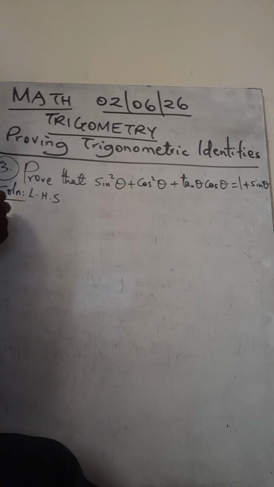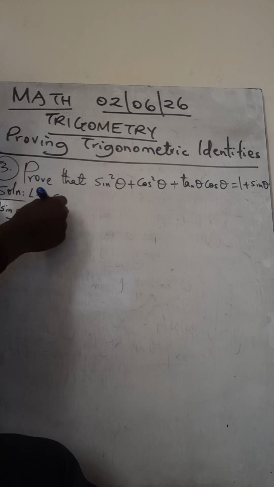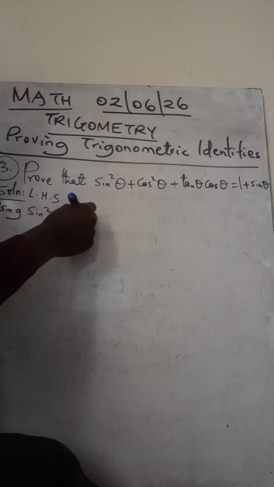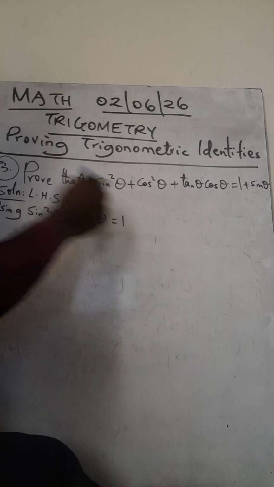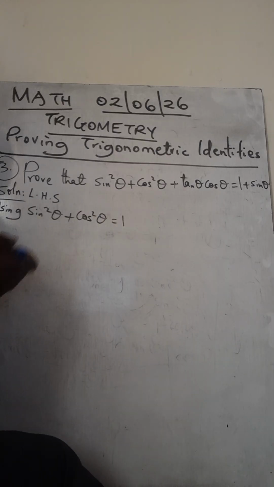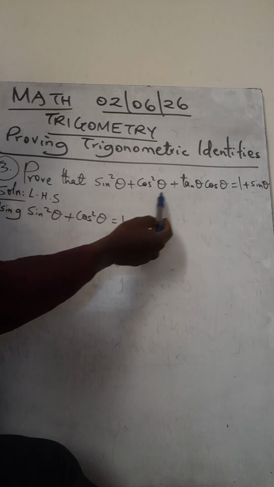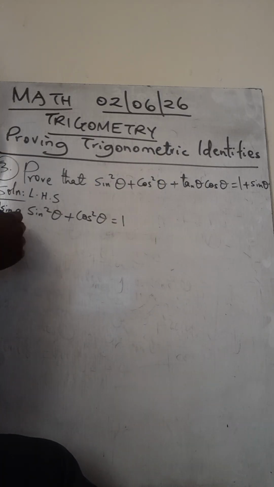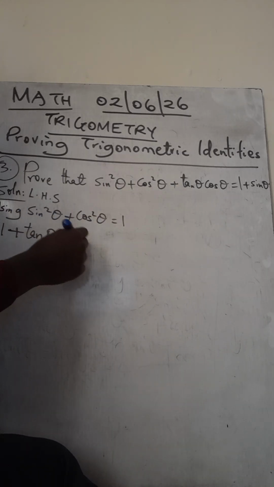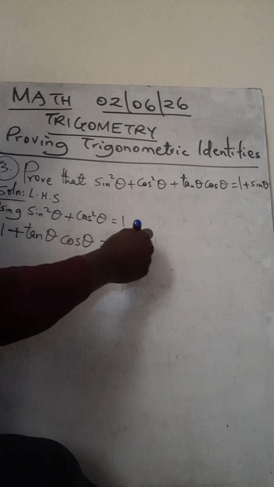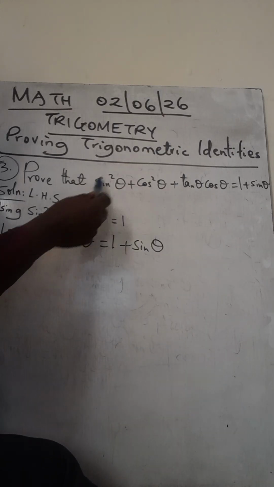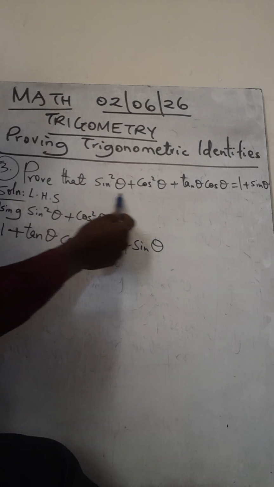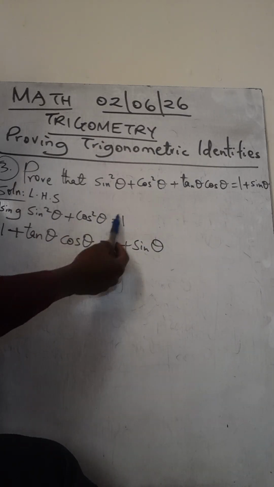So, using sine squared of theta plus cosine squared of theta equals to 1, we are going to say that the whole of this thing is 1 plus tan theta cos theta equals to 1 plus sine of theta. I have replaced this part with this identity. Now we have this.